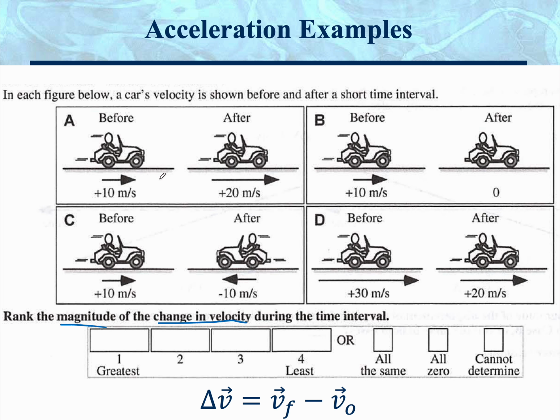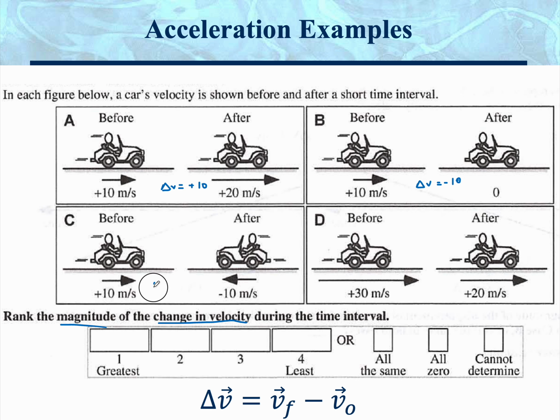Magnitude means we don't have to worry about positive or negative. In this case, what's the change? Well, the change in v is final minus initial. Final 20 minus initial 10. Delta v in this case is positive 10. What about this next one, b? Your final is 0. Your initial was 10. 0 minus 10 means delta v in this case is going to be negative 10 meters per second. I'm leaving off units just because it's hard to draw.